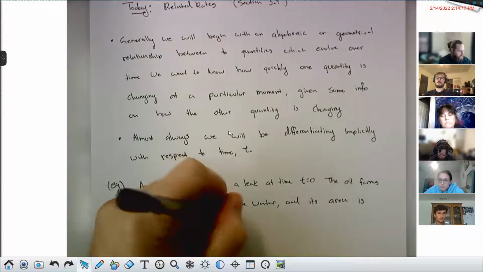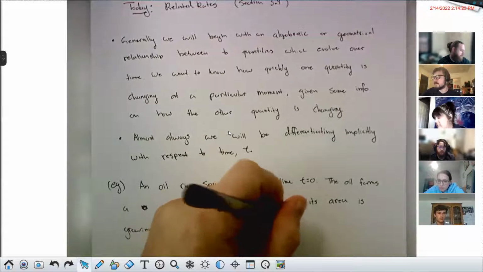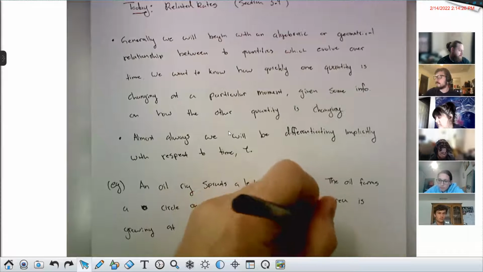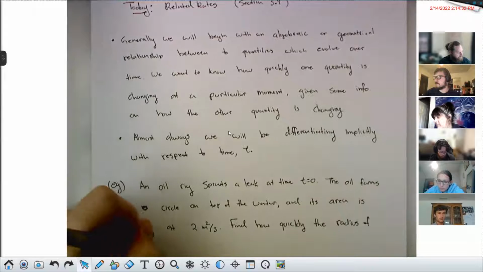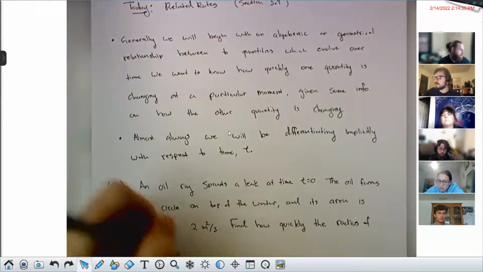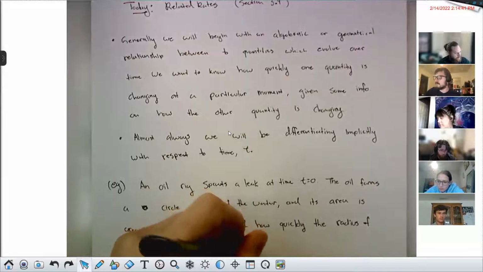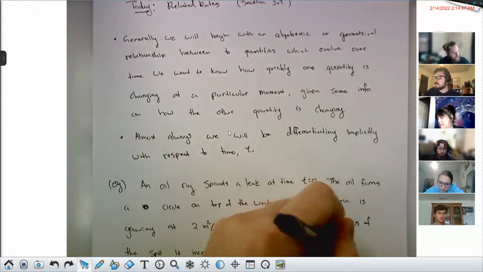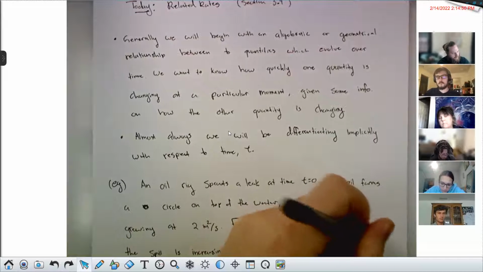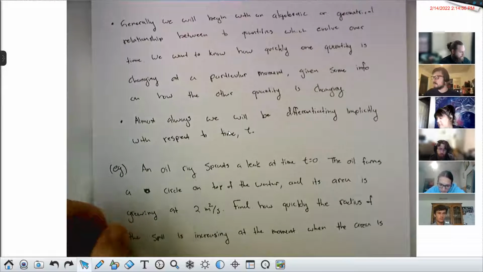So what we want to find is how quickly the radius of the spill is increasing at the moment when the area is, let's say, no, how about 10 square meters, right?